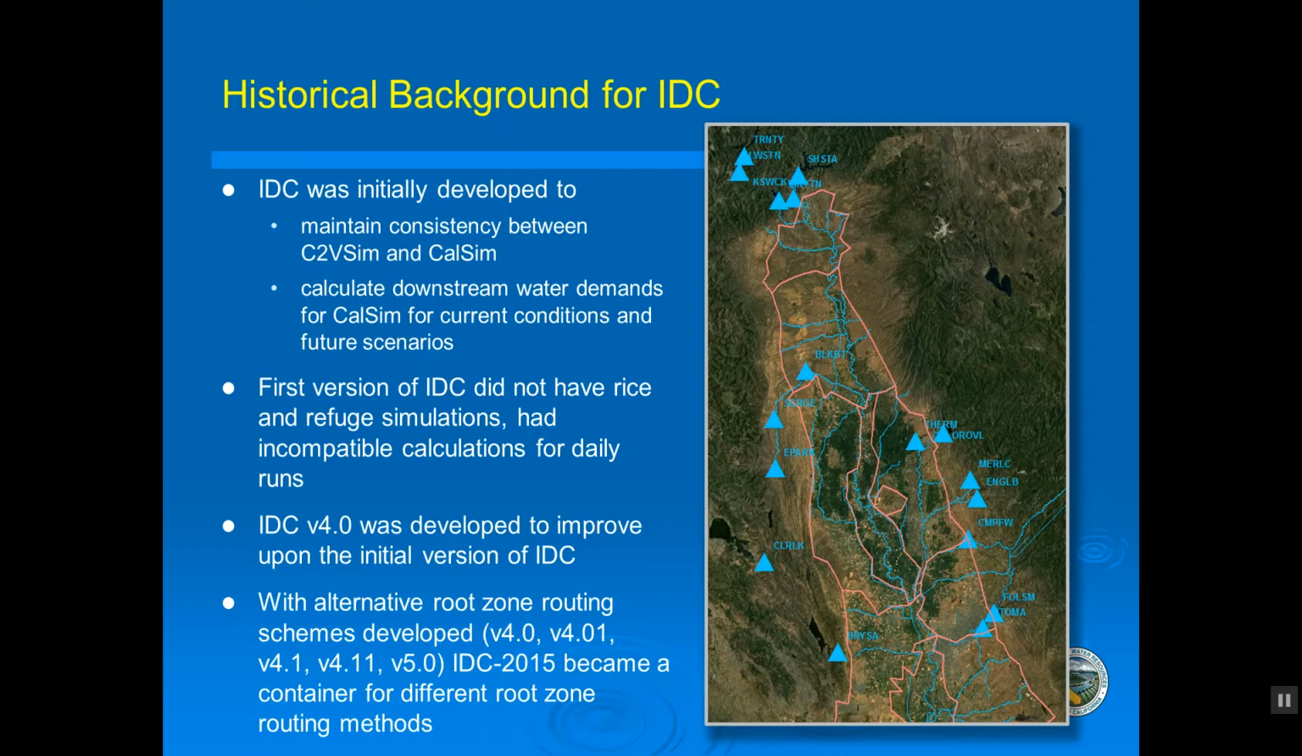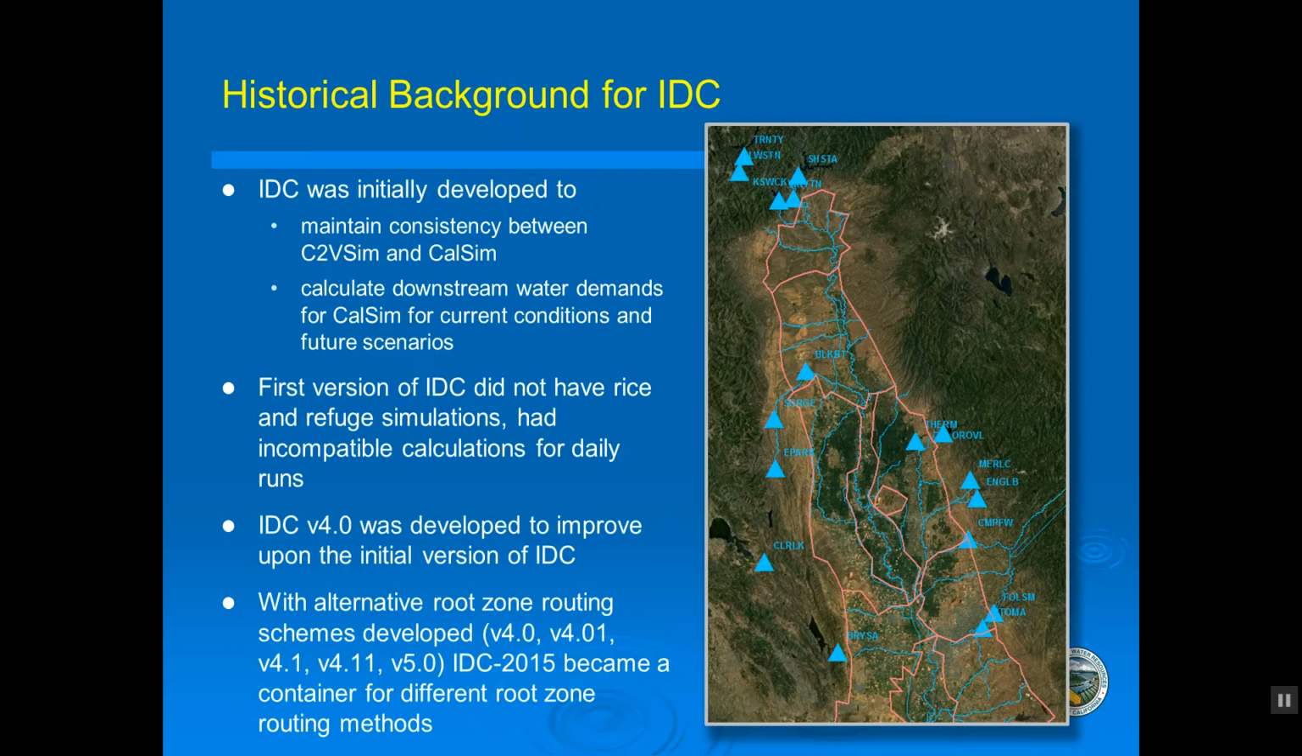So basically, about 10 years ago, 12 years ago, we said, well, let's try to streamline these tools, because a lot of data translation used to happen from C2VSim to CalSim. We wanted to make that data flow as easy as possible. So that's how IDC started. We basically said, well, let's take out the root zone component of IWFM and use it by itself to calculate the demands for CalSim. So that happened in, I think, 2005, 2006, almost 12 years ago.